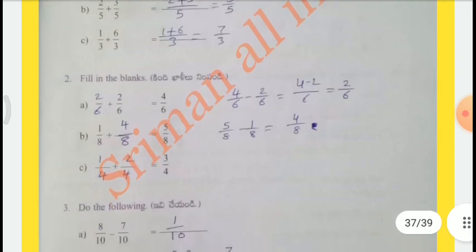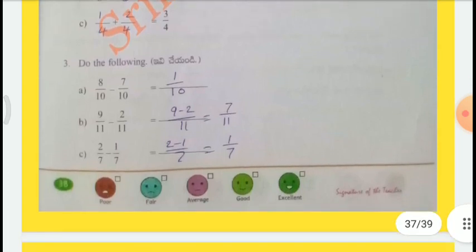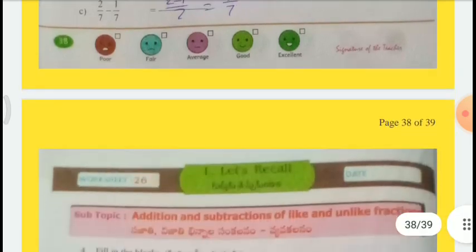Fill in the blanks. 2/6 + 2/6 = 4/6. 4/6 - 2/6, 4 - 2 = 2/6. 1/8 + 4/8, we get 5/8. 5/8 - 1/8 = 4/8. Do the following. 8/10 - 7/10 = 1/10. 9/11 - 2/11, 9 - 2 = 7/11. 2/7 - 1/7, 2 - 1 = 1/7.